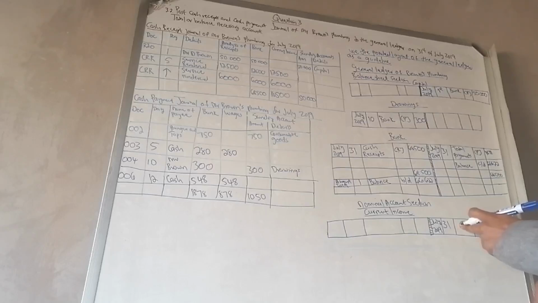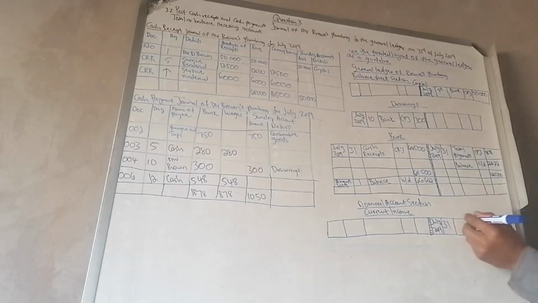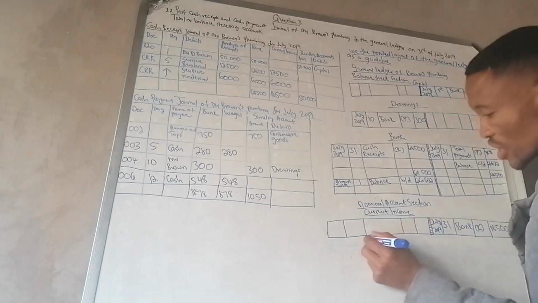Okay, current income again. This is the amount taken into the bank. Taken into the bank, and then what type of a journal did we use to record that? CRJ. What was the total amount of your current income? 18,500. We are done. 18,500. Now have a look, record the wages.